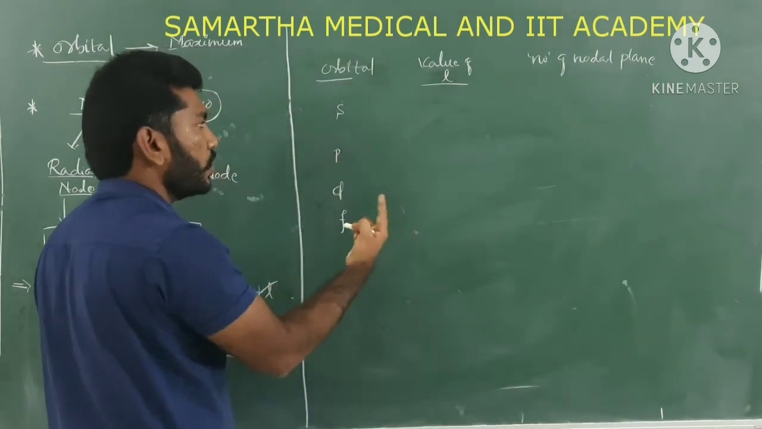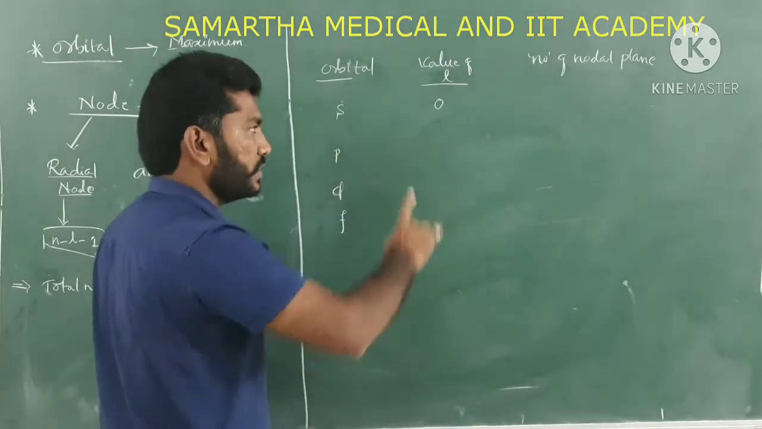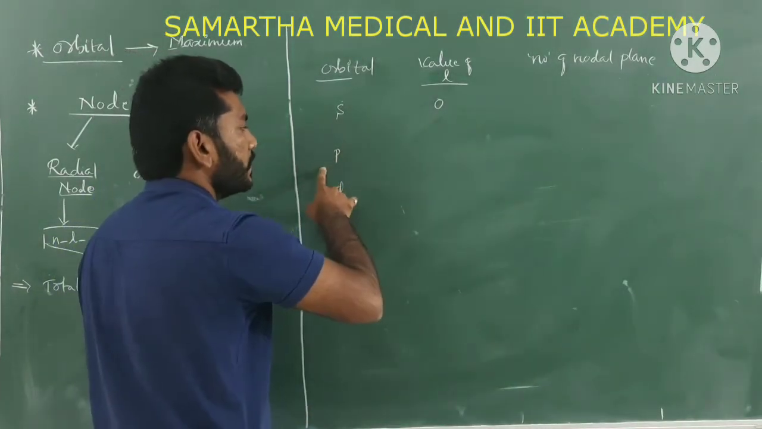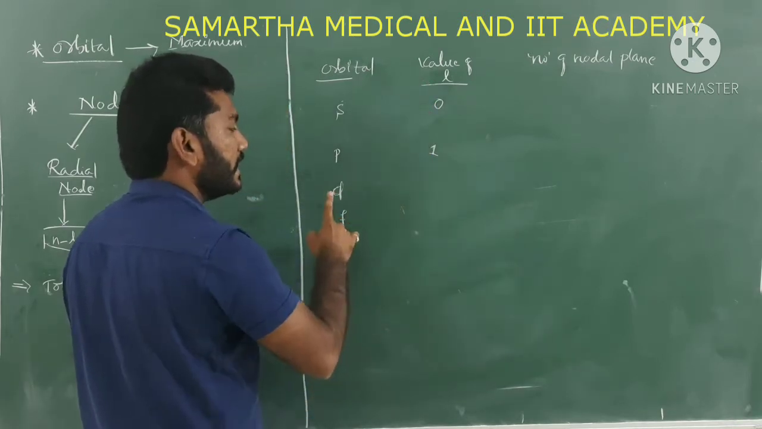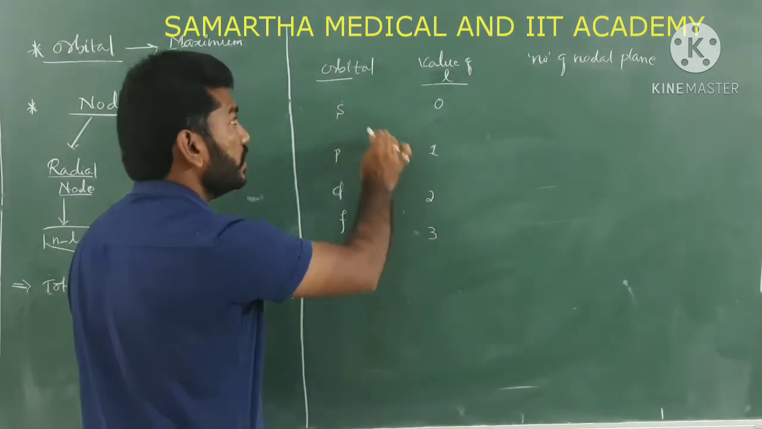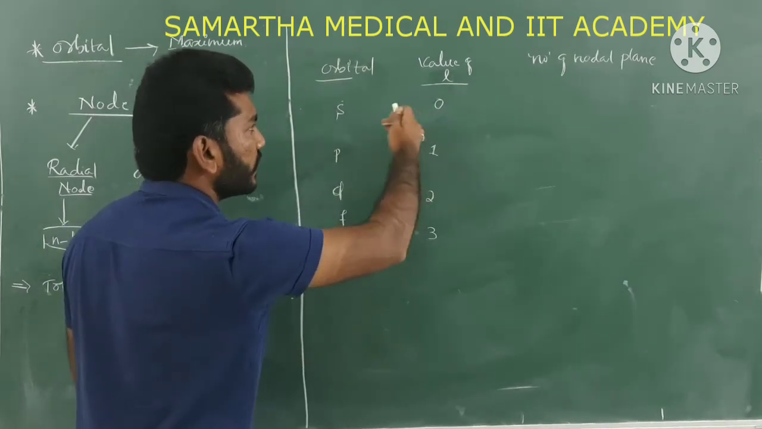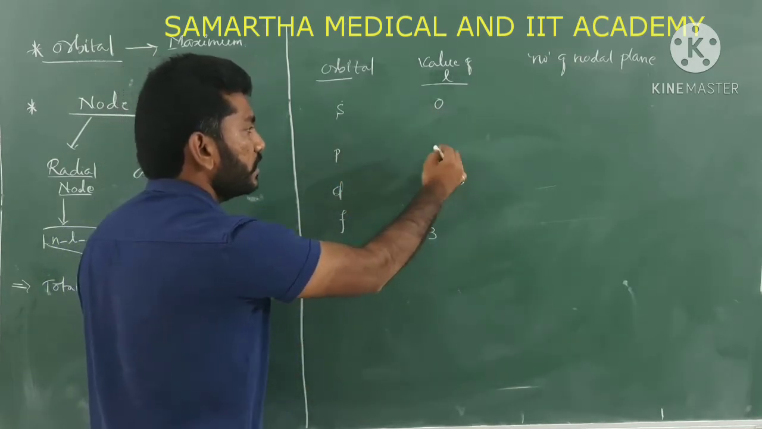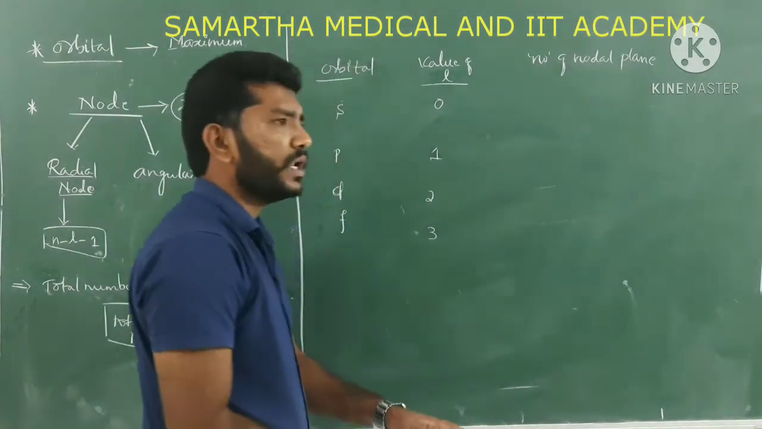The orbitals are s, p, d, and f, and the value of L for s orbital will always be 0. This is a standard term, guys, so we have to know this. For the p orbital, the L value will be 1, for the d orbital the value of L is 2, and for the f orbital the value of L will be 3. So the orbitals are s, p, d, f, and the corresponding values of L are: for s 0, for p 1, for d 2, and for f 3.